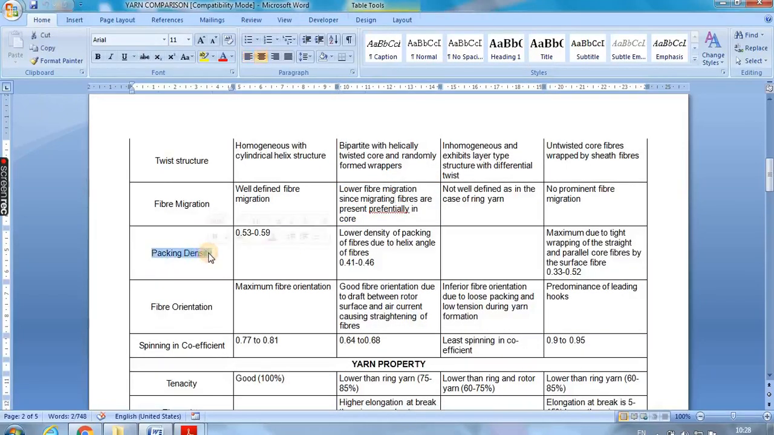Second comes the packing density, which is how closely the fibers are packed inside the yarn. The maximum packing density is 1, but ring yarn has around 0.6 or 0.65. So only 60% is closely packed, and in the remaining 40% we have an air gap or void. Rotor is still low compared to the ring.